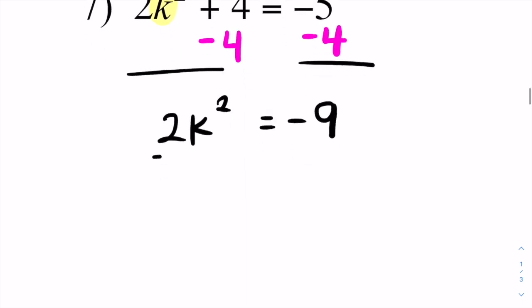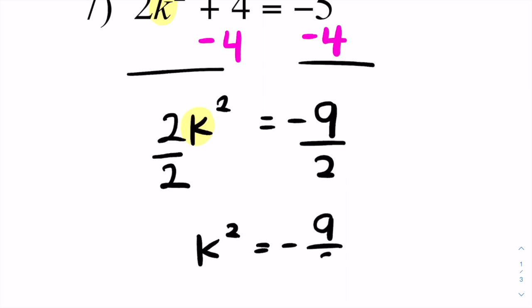Then the next step is to isolate k. You would divide 2 on each side. Get k squared equals negative 9 halves.